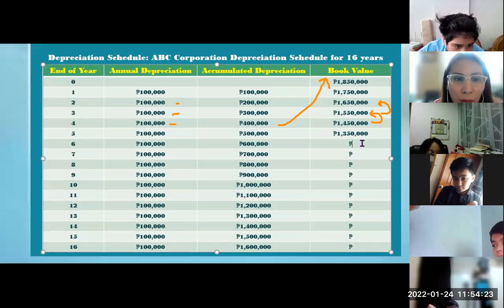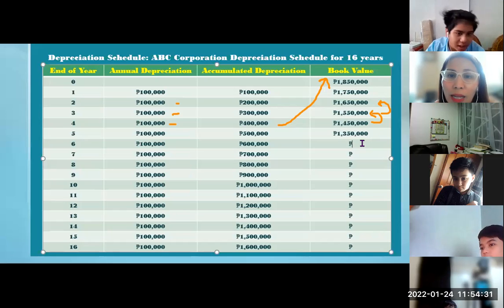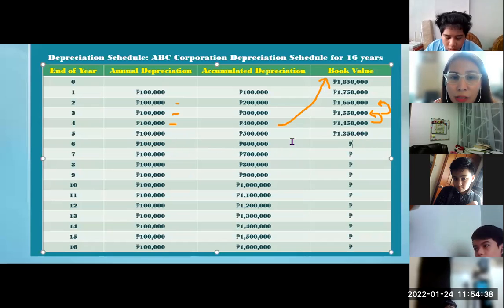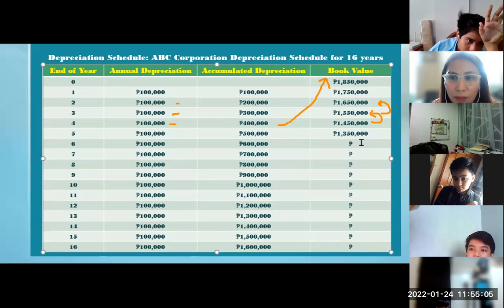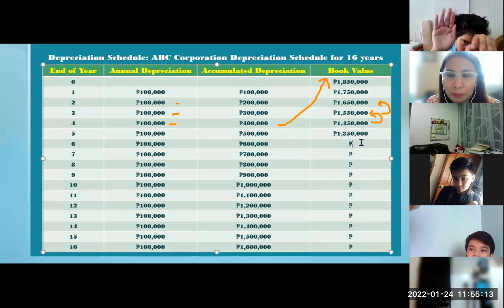Next, Miss Zoe, what's our sixth year? Sixth year na tayo. Reduce lang ng reduce to get the book value. So, this is based on our formula. Okay po, based to sa ating formula in finding. Miss Zoe, what's our sixth year book value? Magkano po yung ating book value ng sixth year?